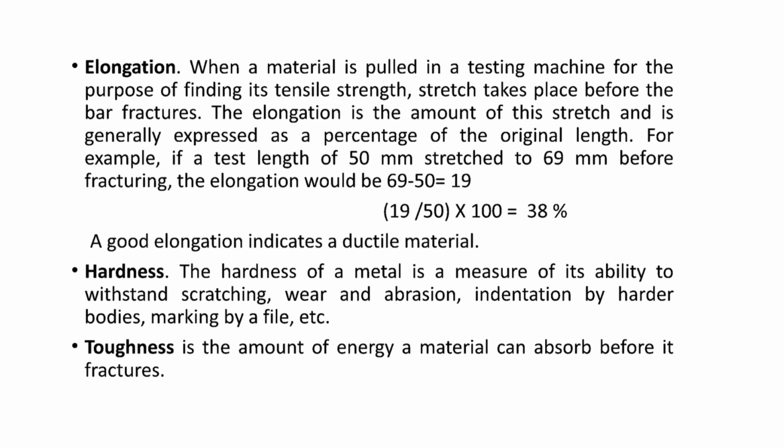Hardness. The hardness of a metal is a measure of its ability to withstand scratching, wear and abrasion, indentation by harder bodies and marking by a file. It's essentially the material's resistance to surface deformation. Toughness is the amount of energy a material can absorb before it fractures. It's like the material's ability to withstand a sudden impact.